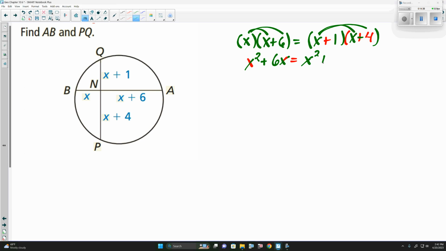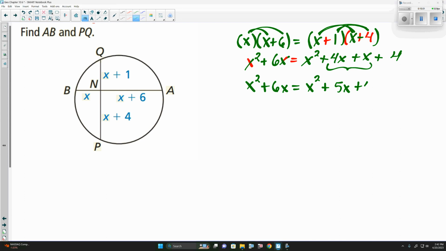Now x times 4 is going to be plus 4x. Then we do 1 times x, which is plus x. And lastly, 1 times 4 is 4. Then we would indeed have 5x, so x squared plus 6x is equal to x squared plus 4x and x is 5x plus 4.